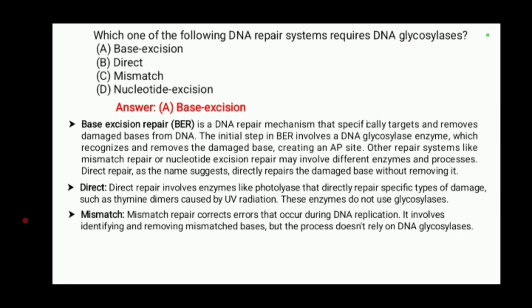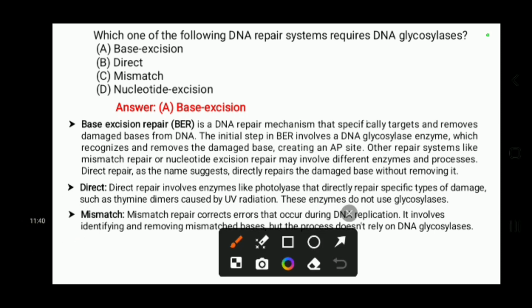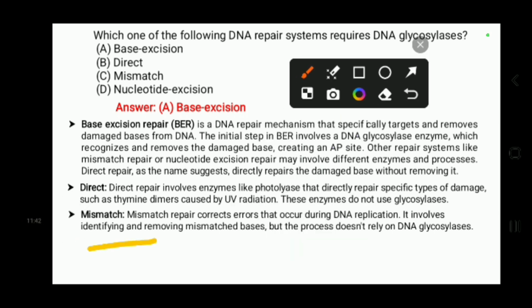Next is the mismatch repair system. Mismatch repair corrects errors that occur during DNA replication. It involves identifying and removing mismatched bases, but the process does not rely on DNA glycosylase.